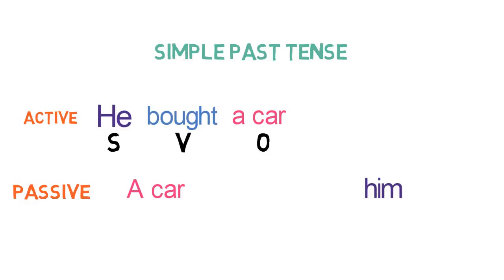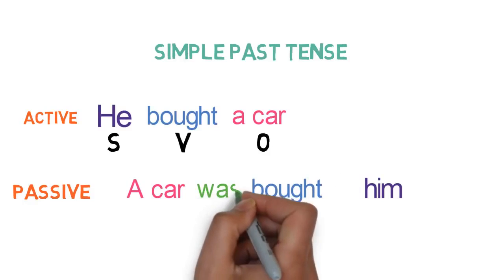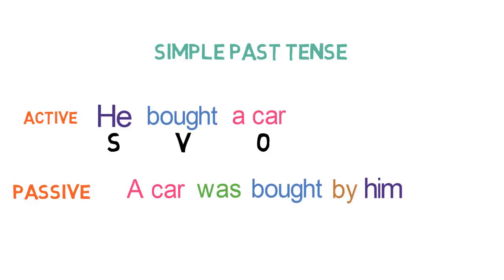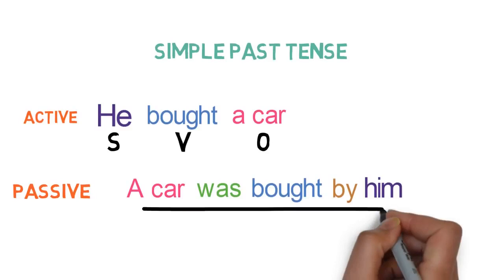Now converting the main verb to third form, it will be bought. Next, adding a suitable helping verb, it will be was. And lastly, we need to add by here to make the sentence complete. So the whole sentence is a car was bought by us.